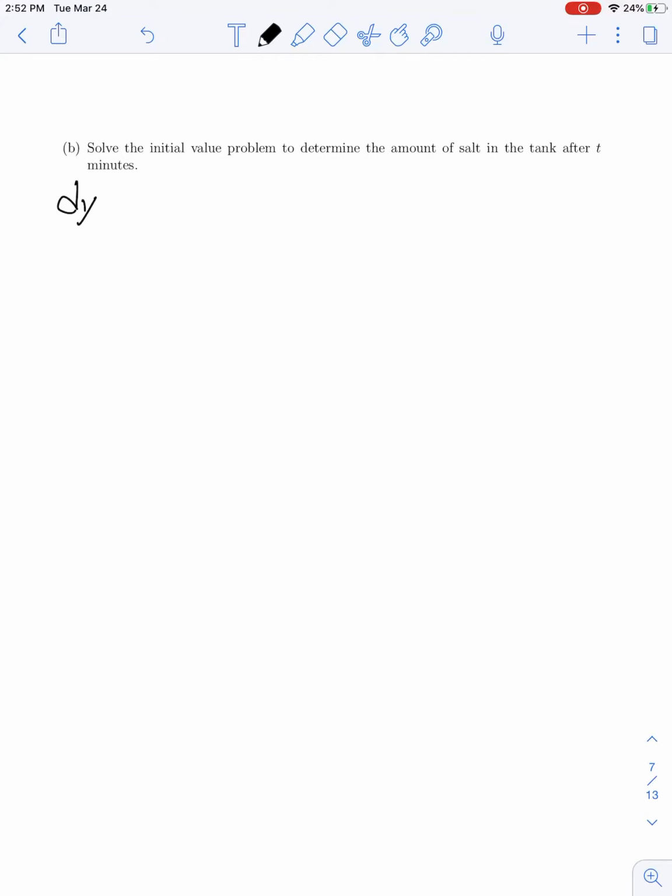So what we found in part A was the differential equation dy/dt is equal to (200 minus y) over 60 with an initial condition y(0) is equal to 0. Now this is an example of a separable differential equation. We know how to solve this using the material that we saw in the early part of section 4.3. We can separate our variables and integrate.